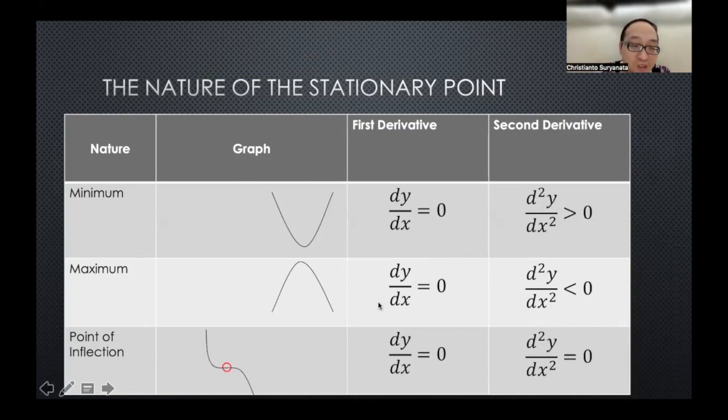And for the point of inflection, in here, this is the type 1. The stationary point is when dy/dx equals 0, and the second derivative equals 0 as well. This is the type 1. If type 2, the second derivative is 0, but the first derivative is not 0.